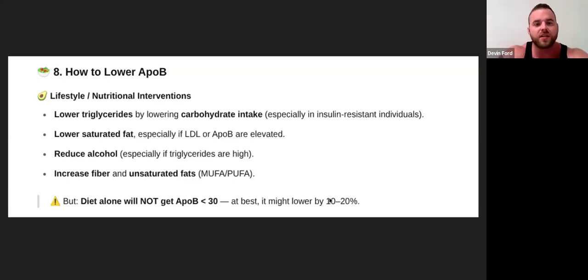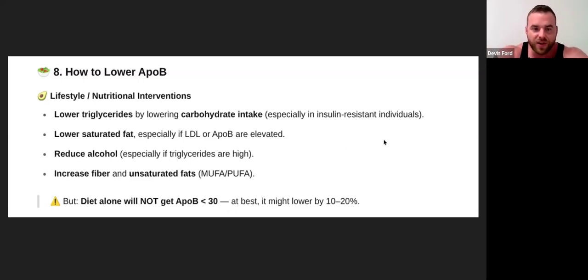And you want to increase fiber and unsaturated fats. That's monounsaturated and polyunsaturated. Don't worry too much about which is which. If you're eating Mediterranean, you're doing good. So fish, olives, olive oil, nuts, seeds, avocado, that kind of stuff. That will increase this just fine. Also, reducing alcohol will help, especially with triglycerides. So from a lifestyle point of view, get lean, decrease your triglycerides, decrease your saturated fat and alcohol. It's kind of all the same stuff that we all know, right?